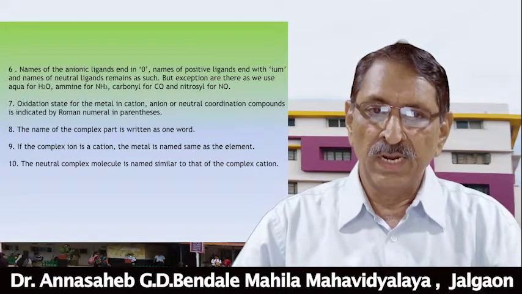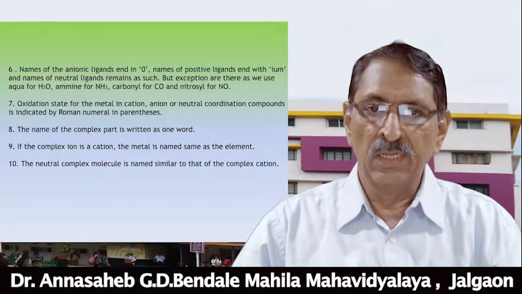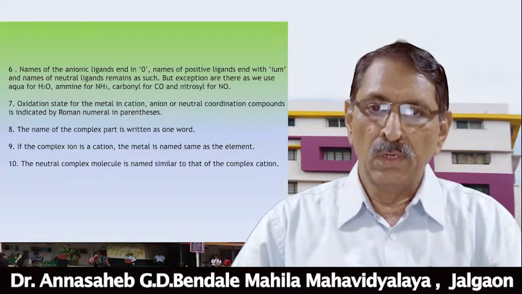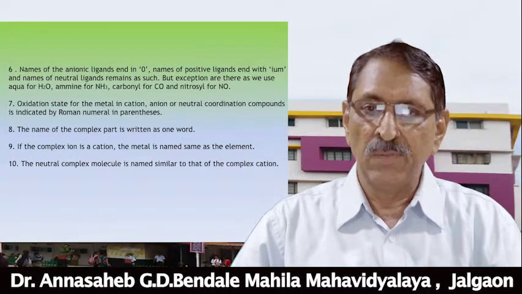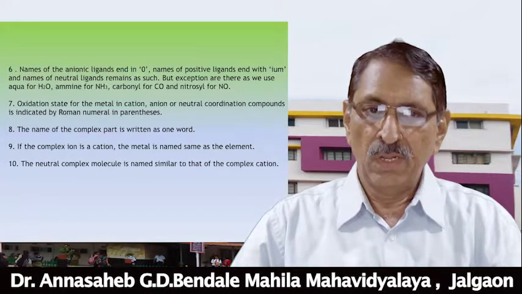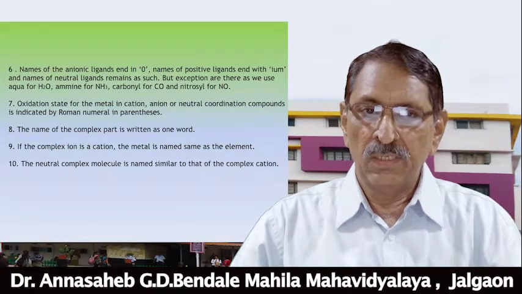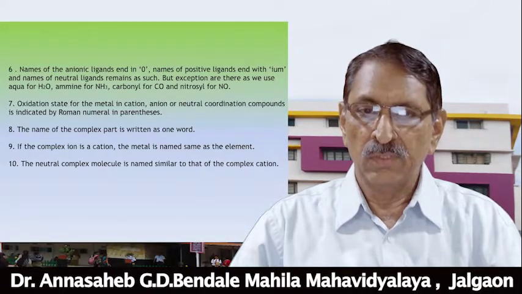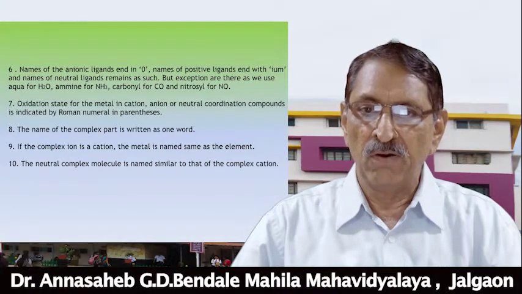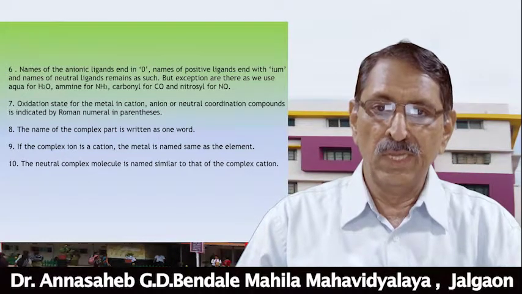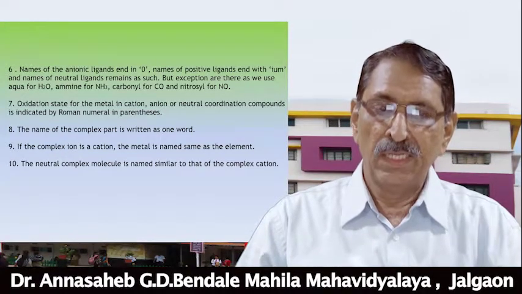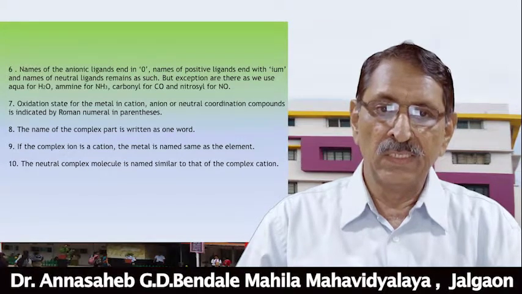Now, the next rule is that if the complex ion is a cation, then the name of the metal ion is written the same as the element. The neutral complex molecule is named similar to the complex cation. If the complex ion is a cation, the metal ion is named the same as the element, while the neutral complex molecule is named similar to that of the complex cation.